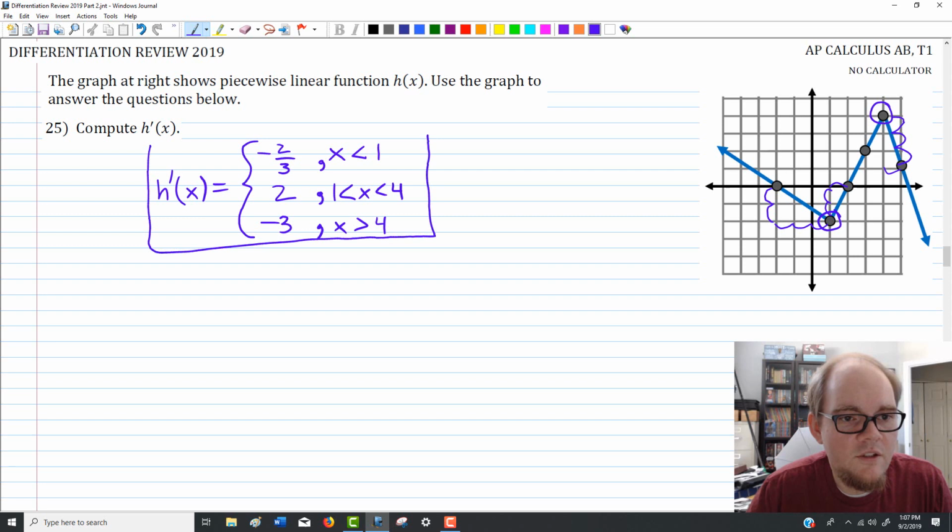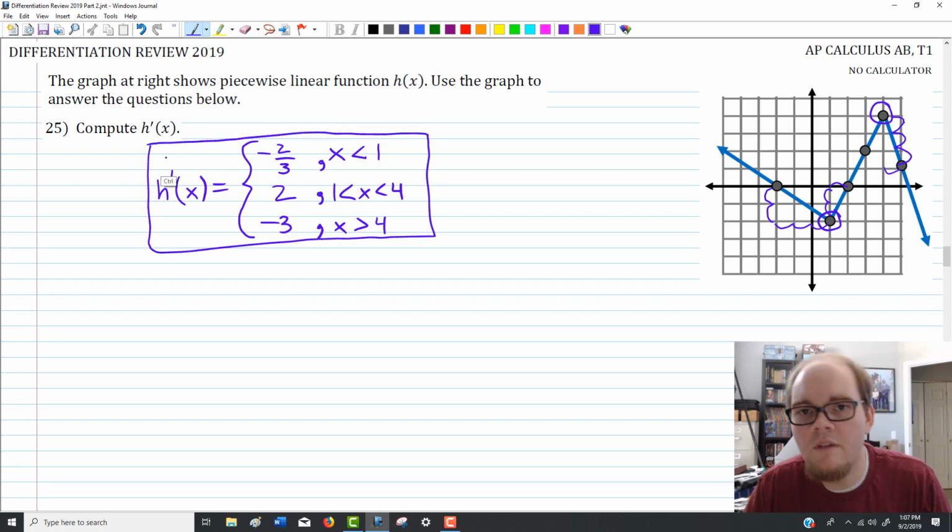So again, it seems like this could be a challenging question when it's asked, but in fact very simple because of the fact that this is piecewise linear, meaning that all we need for the slope function is to figure out the slopes of each linear portion of this function.